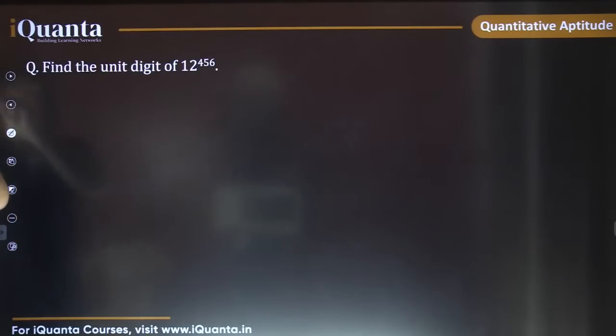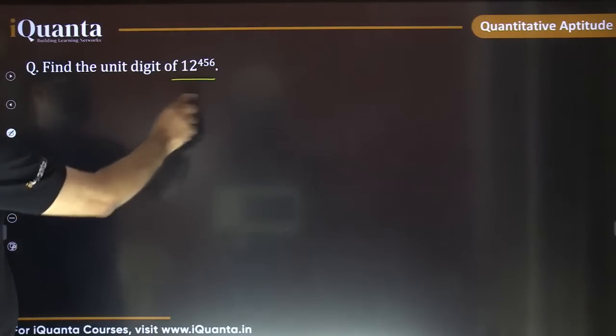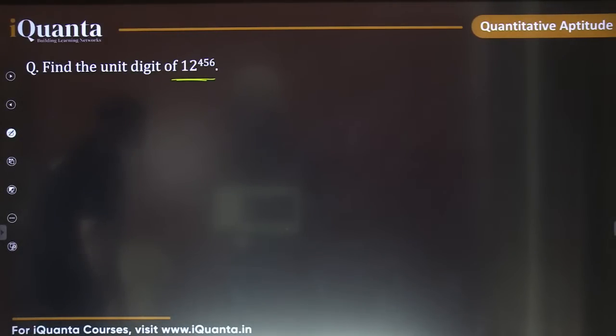Yes. So here is one question. Please answer fast. And we shall end it here. Find the unit digit of this number. After this, I will take up any of your doubt if there is any. 12 power 456. Find the unit digit of this number. Yes, answer fast. It's not 2.